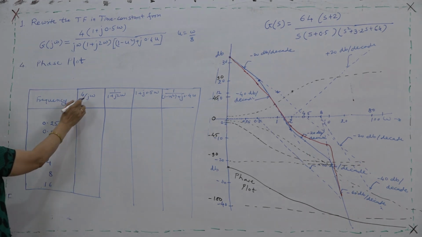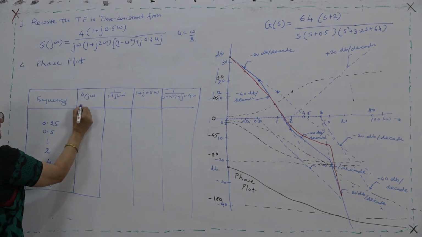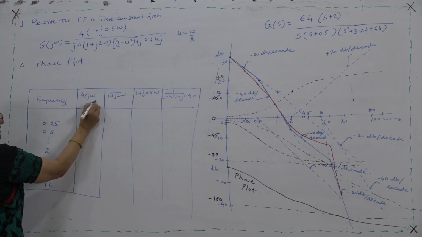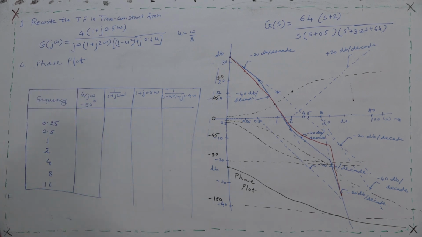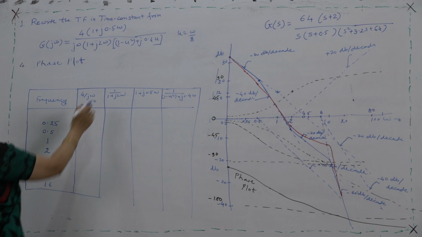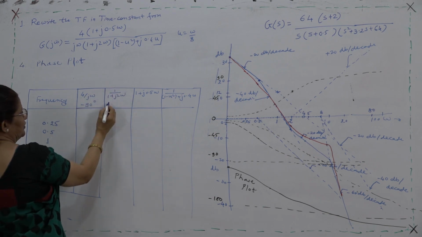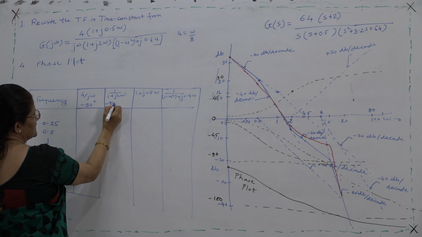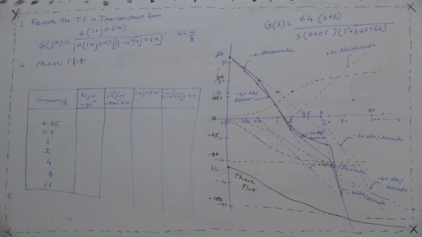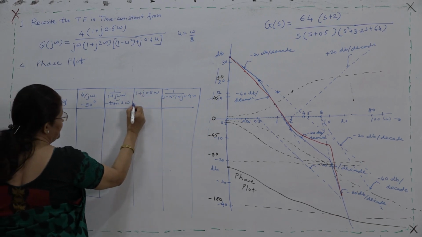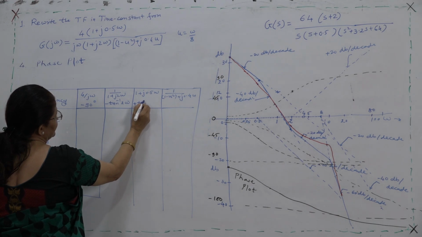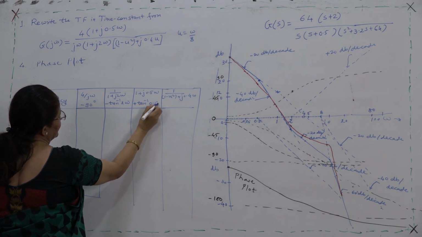What is the angle contribution due to the first term? It is minus 90 degrees throughout, constant. That line we have drawn, minus 90 degrees constant. Next is 1 upon 1 plus j 2 omega. What is the contribution of this? Minus tan inverse of 2 omega. The phase angle because of this term is minus tan inverse of 2 omega. What is the angle due to the third term? Plus tan inverse of 0.5 omega.